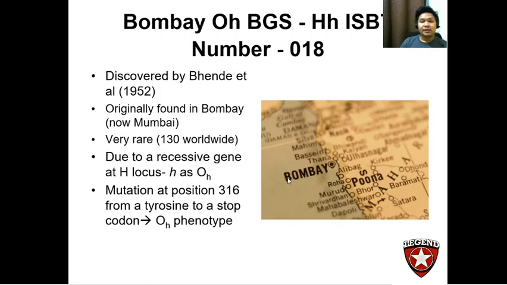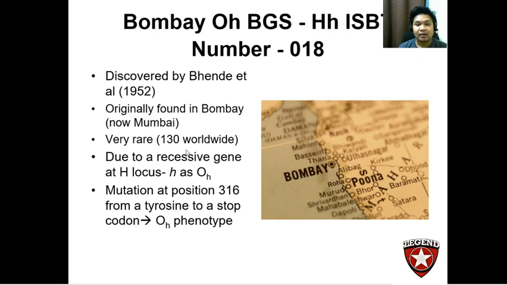Now, some patients are unable to form the capital H antigen because they do not have the capital H gene. Their genotype is homozygous for the small h gene. So these are actually what we call the Bombay phenotype. This was discovered by Bende in 1952 and originally found in Bombay, thus the name Bombay phenotype.